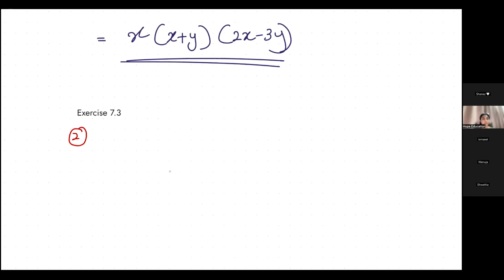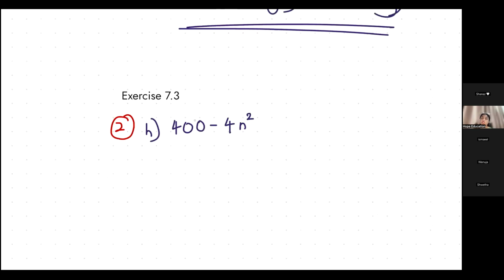H is 400 minus 4n squared. I told you last week, for you to be able to use difference of two squares, always remember everything has to be in the square form. For example, 400 we know is 20 squared, 20 times 20 we get 400. 4 is 2 squared, and n squared.